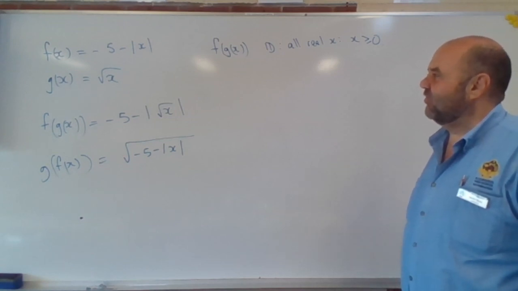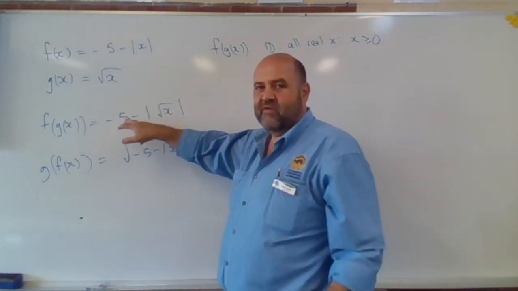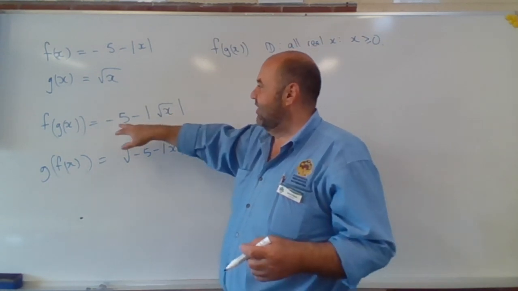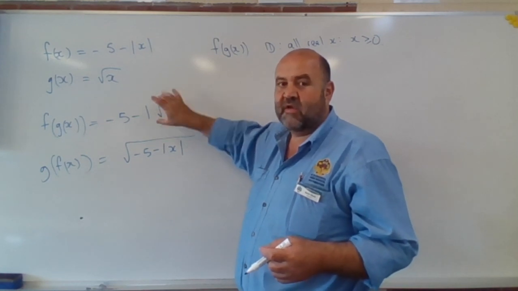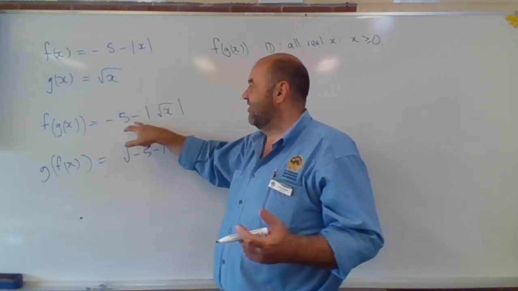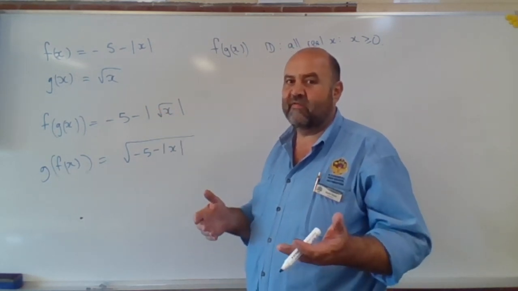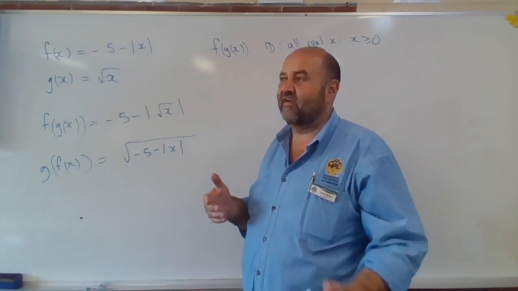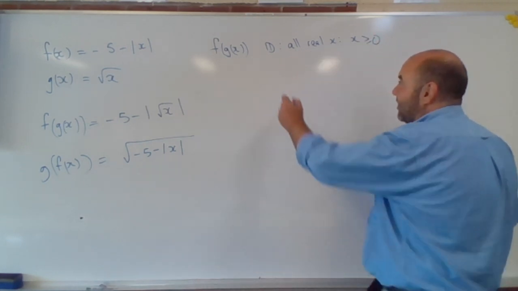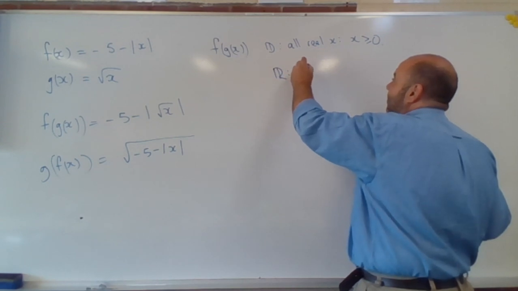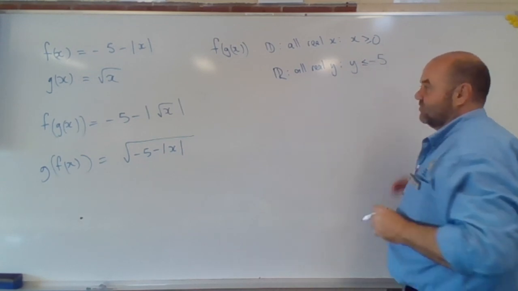Okay, well, what does that make of my range then? What happens to my range? Well, we can sit there and try to draw the graph, or we can just apply a bit of nous to it. -5 minus a positive number, because the absolute value is going to give us a positive result. -5 take away a number that's bigger than or equal to 0. Well, you're going to get results that are less than or equal to -5. So our range is all real y, such that y is less than or equal to -5.